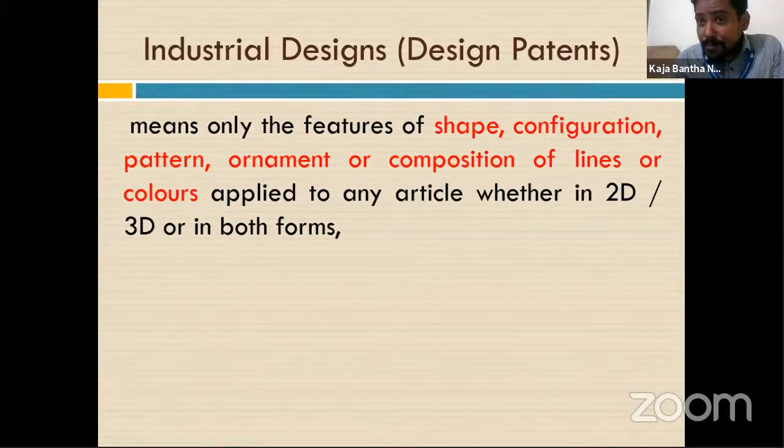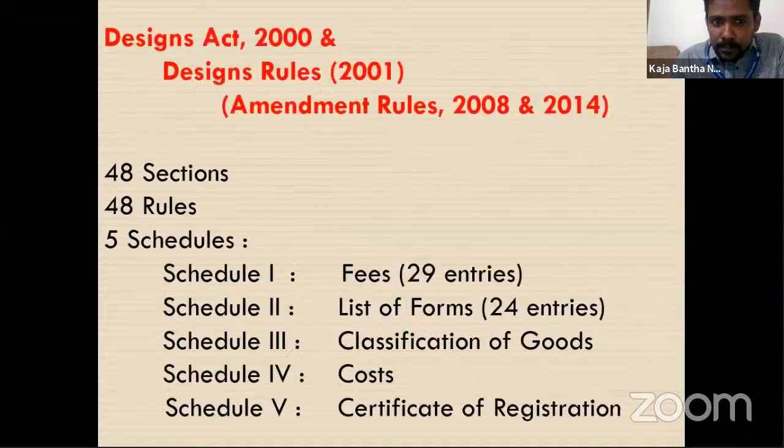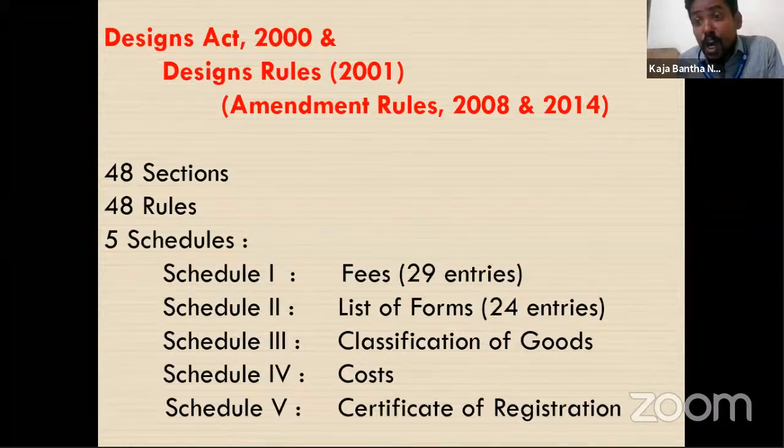Design patents are not only for the shape of a product. A design means ornament, composition of lines, colors, shape and configuration patterns. Anything can be a design patent. Patents and design patents are all techno-legal documents. A design patent is very simple compared to a patent. In patents, you have a lot of techno-legal documents.